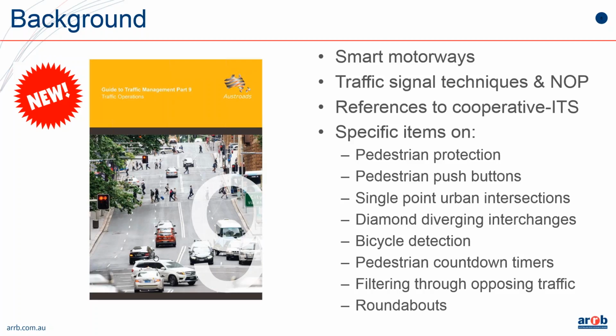Some smart motorways. There's a lot of material provided on the management of motorways, such as ramp signals and so on. The second one is on traffic signal techniques and network operations planning, which is our key topic for today, and some references to cooperative ITS and some specific items on pedestrian protection, pedestrian push buttons, single point urban interchanges, diamond diverging interchanges, bicycle detection, and so on. There's a lot of material that has been updated in the guide. However, for this particular presentation, we will be focusing on one particular aspect, which is the traffic signal techniques to support network operation planning.